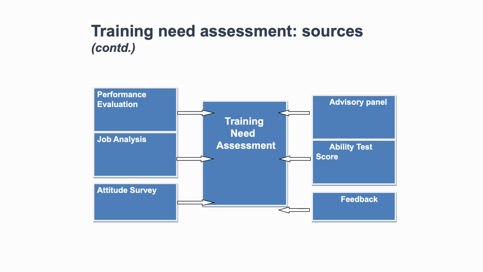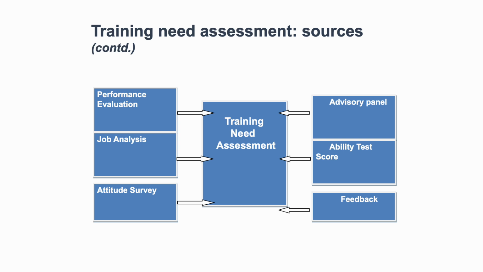Then there is an advisory panel, whose members may consist of your immediate supervisors and some of the team members. They can always advise if your team requires some kind of training. Then there is the ability test. We also discussed ability tests. If you go through a test, your scores will determine whether you need some kind of training or not. And then comes the feedback.